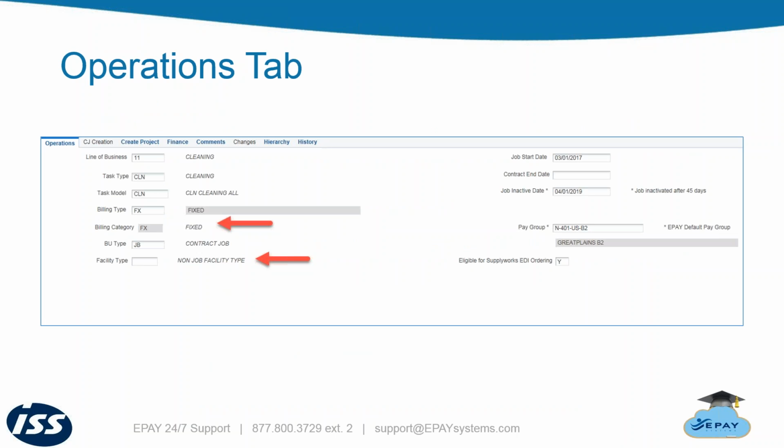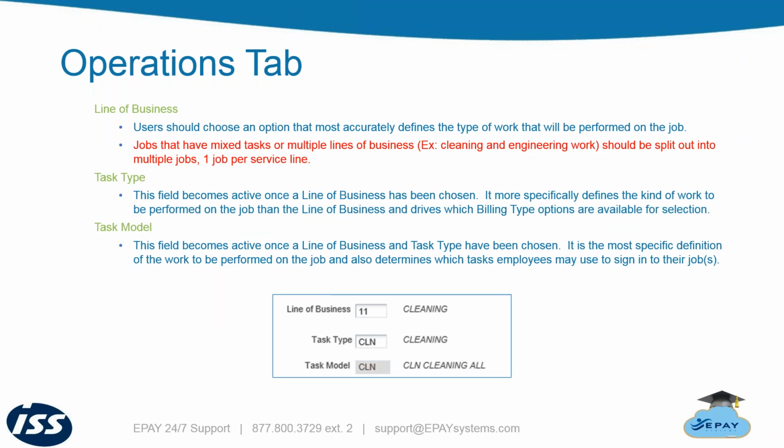After you've completed all the fields within the job header, you'll move on to the Operations tab, which is just below the job header. And here is a brief preview of what that looks like. I'll review the required fields here. So first you have the line of business. Users should choose an option that most accurately defines the type of work that will be performed on the job.